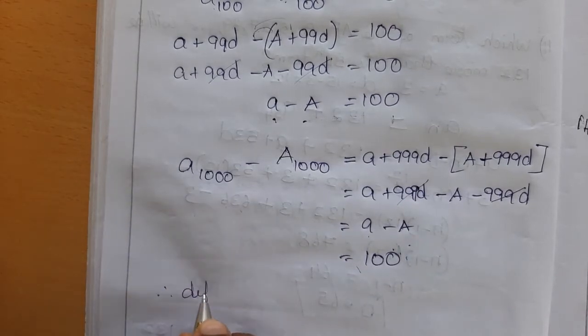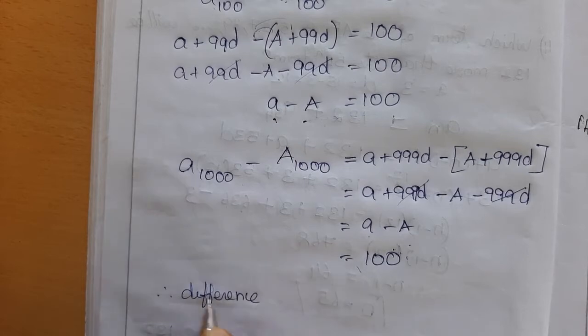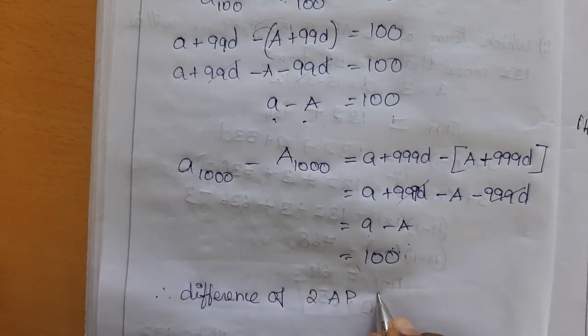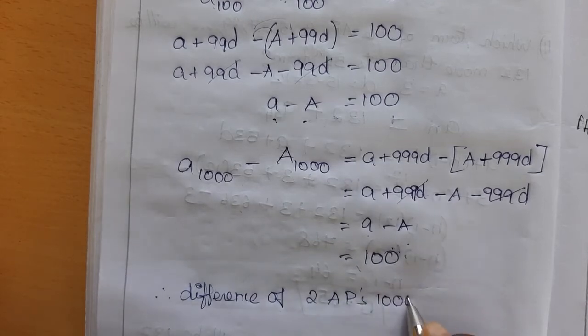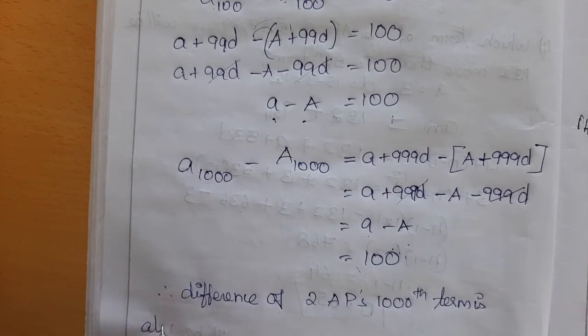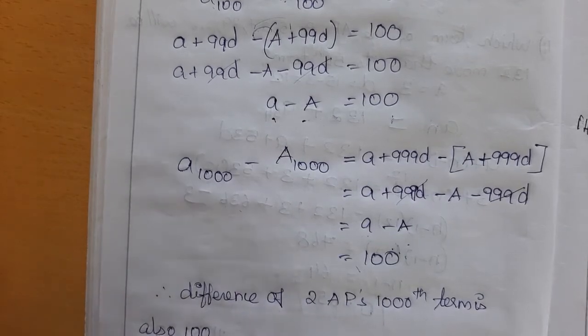Therefore, the difference of the 1000th terms of the 2 APs is also 100.